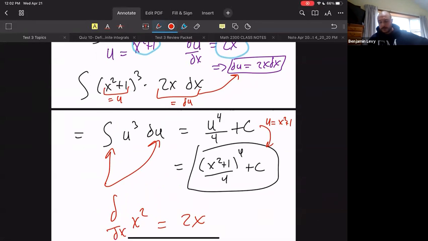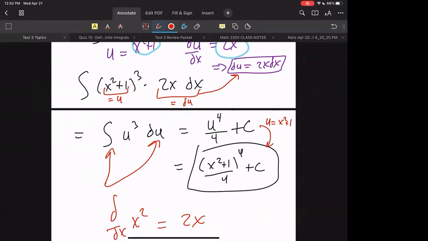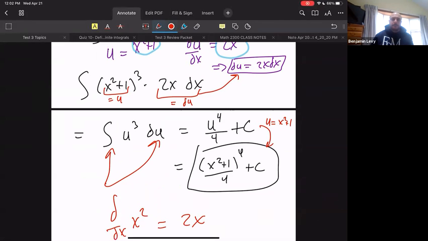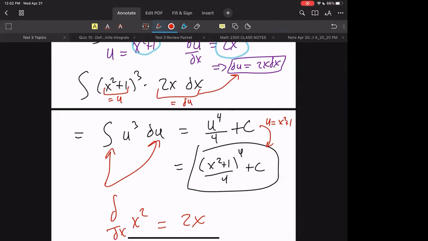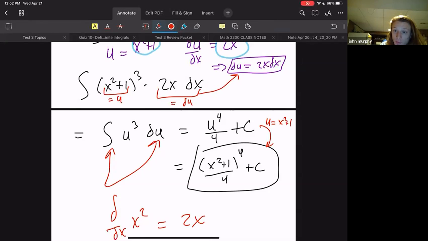Alrighty. What do you think? Well, I had some problems on the one on WebWork though. All right, let's look at that one. Any questions about this one? This one was smooth. Yeah, so the answer is x squared plus 1 to the 4th over 4 plus c, right? Yep, that's it.